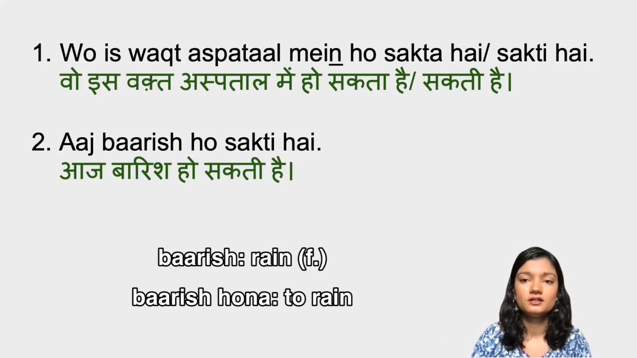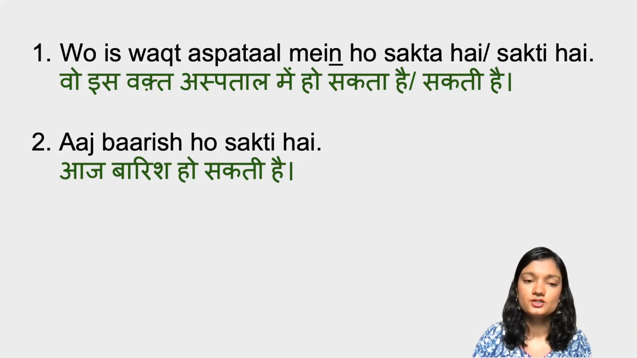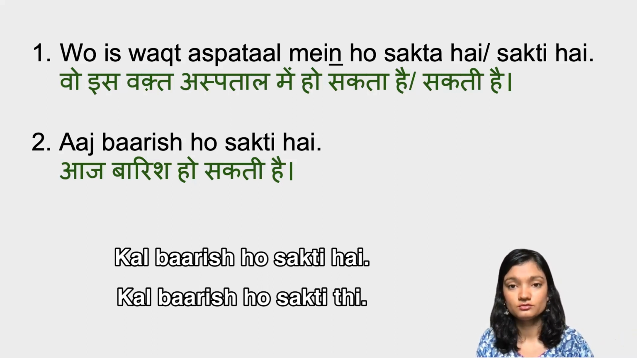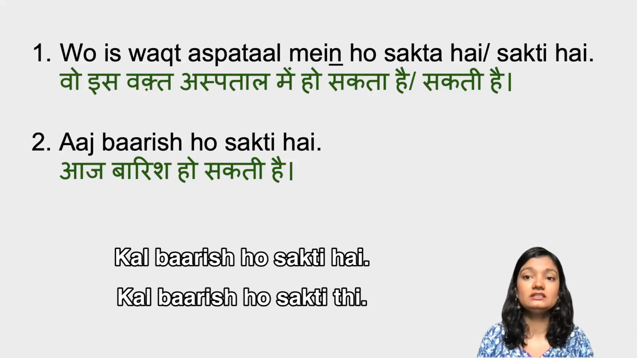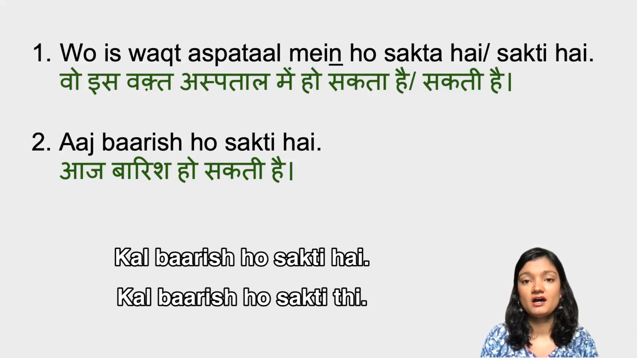बारिश होना is the verb meaning to rain. बारिश होना. बारिश हो सकती है. It can rain. It could rain today. कल बारिश हो सकती है. It can rain tomorrow. And if you say कल बारिश हो सकती थी, that is when you replace है with the past form of होना, which is थी. When you replace है with थी, कल बारिश हो सकती थी means it could have rained yesterday.